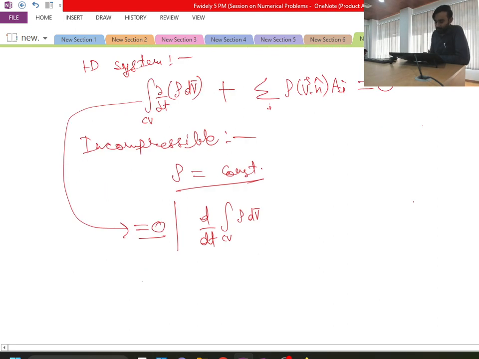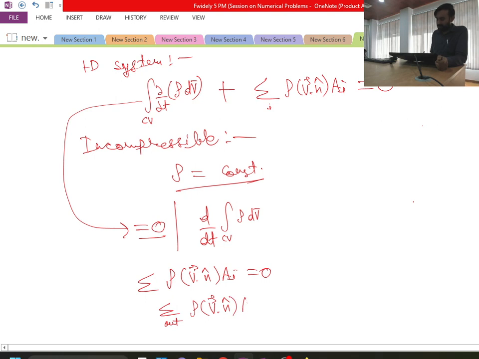Then for incompressible flow, I have got the summation of rho v vector dot n cap into Ai equal to 0. Now I have considered all inlets as well as outlets. If I segregate inlets and outlets, then what will I get? Summation for all outlets of rho v vector dot n cap Ai will be equal to summation for all inlets of rho v vector dot n cap into Ai. Okay, is this point clear? Because this is nothing but outlet minus inlet equal to 0, so outlet will be equal to inlet.